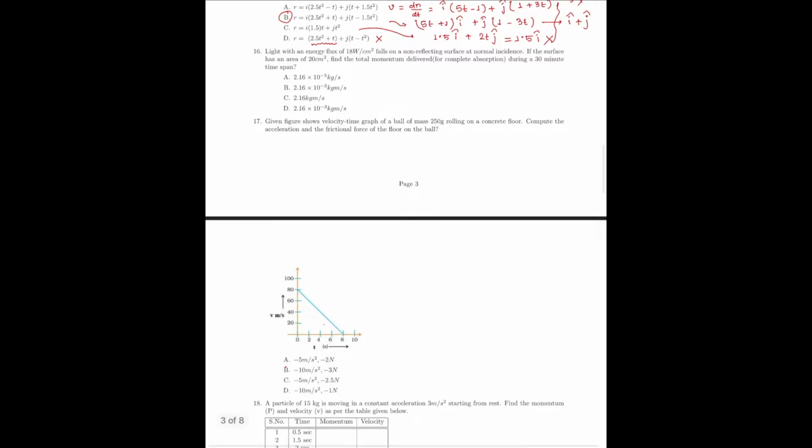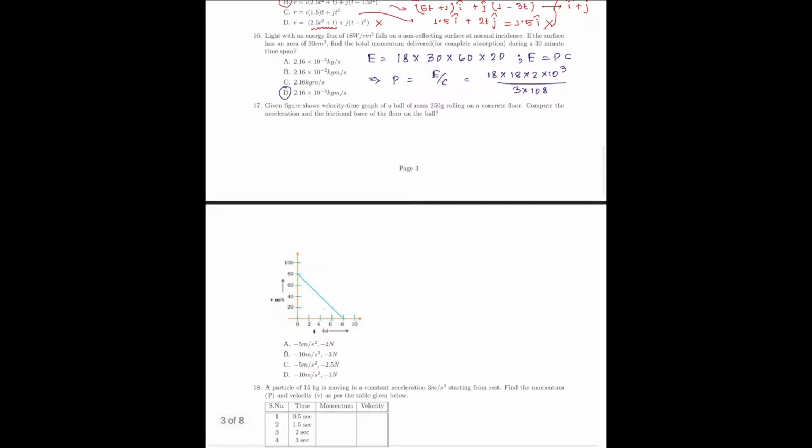So we need to find the total energy deposited by the photon, which is the energy flux times the time of deposition, that is 30 into 60 seconds, the total energy deposited per centimeter square. Now we need to multiply by the area, which is 20, and we know for a photon energy is momentum times speed of light, so P is E by C, and that is 18 into 2 into 10 to the power 3 divided by 3 into 10 to the power 8, and the answer, if you calculate it, would be option D.